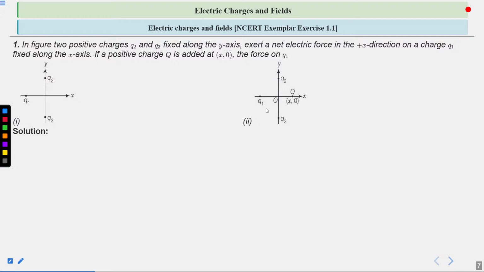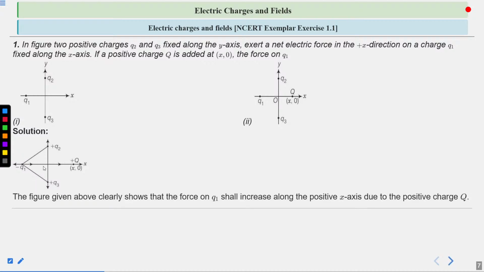So solution, here the given figure clearly shows that the force on Q1 shall increase along the positive x-axis due to the positive charge Q. So the newly added charge Q and the charge Q1, both, the nature is what? Attractive or repulsive? The nature is attractive, and the direction of the force is along the x-axis.